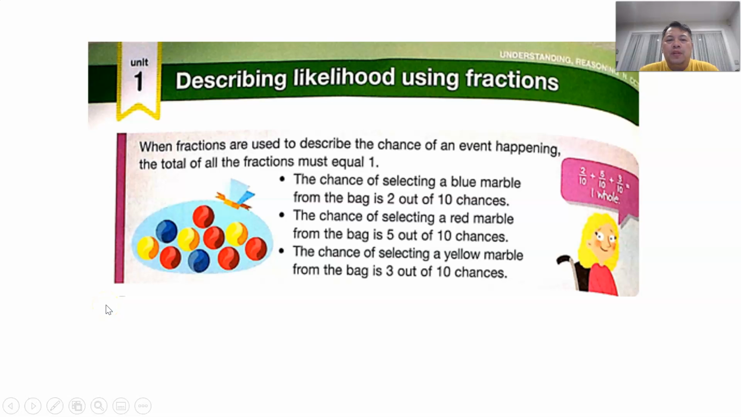So probability is basically talking about the chances or likelihood of a certain event happening. So for this instance, you have a bag of marbles. Do take note of the type of marbles you have. Have a good look at it. What kind of marbles do you see? Yep, different color marbles, right? You have red, yellow, and blue.